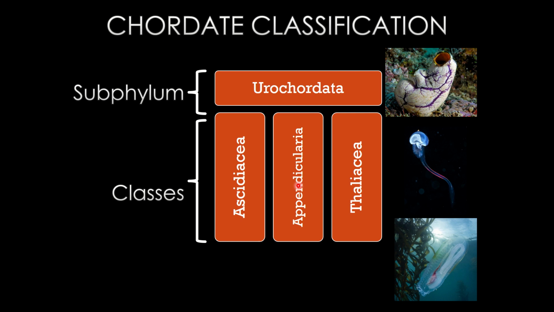Then you've got the appendicularia, and these are these guys. They're also called larvacea. Okay, we're going to go through them in a moment. So you've got three classes of Urochordata. And then thaliacea. Thaliacea are free-swimming organisms like that. They look more like zooplankton. Okay, they're quite small, these guys.